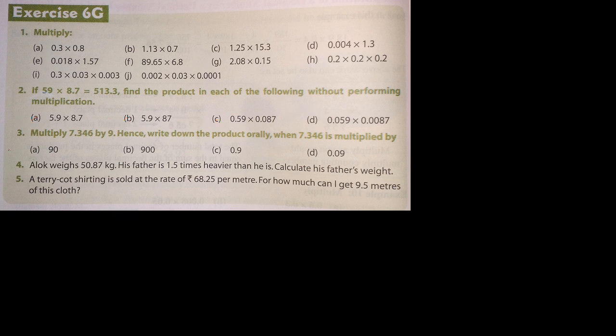Now let me tell you question 3 of this exercise. Question 3 says multiply 7.346 by 9. Hence write down the product orally when 7.346 is multiplied by 90, 900, 0.9 and 0.009. So first multiply this.